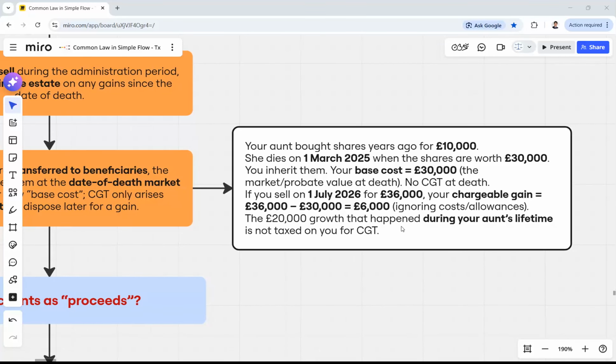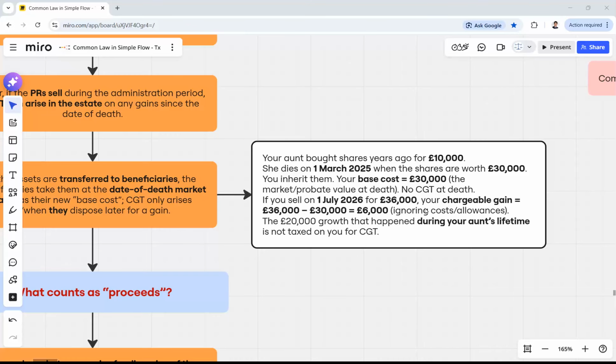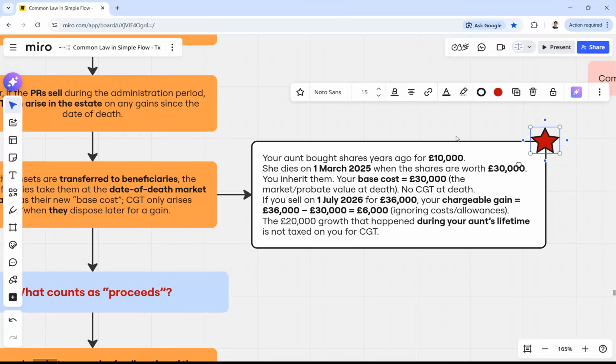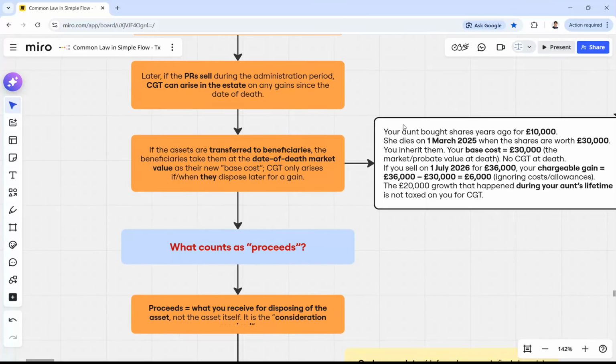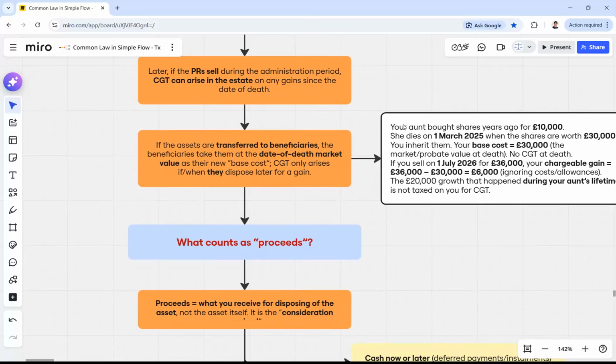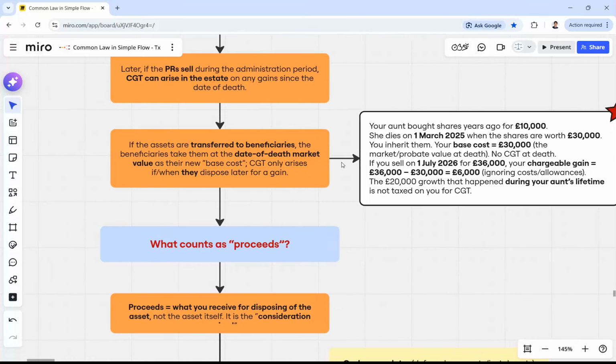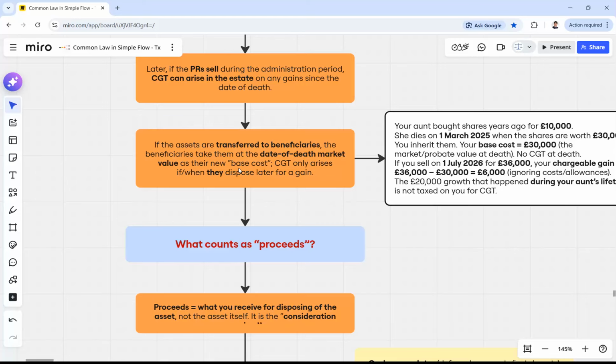The £20,000 growth that happened during your aunt's lifetime is not taxed on you for CGT. And this is an important point. So the death creates a new timeline for the base value, and HMRC will consider only that new base cost.